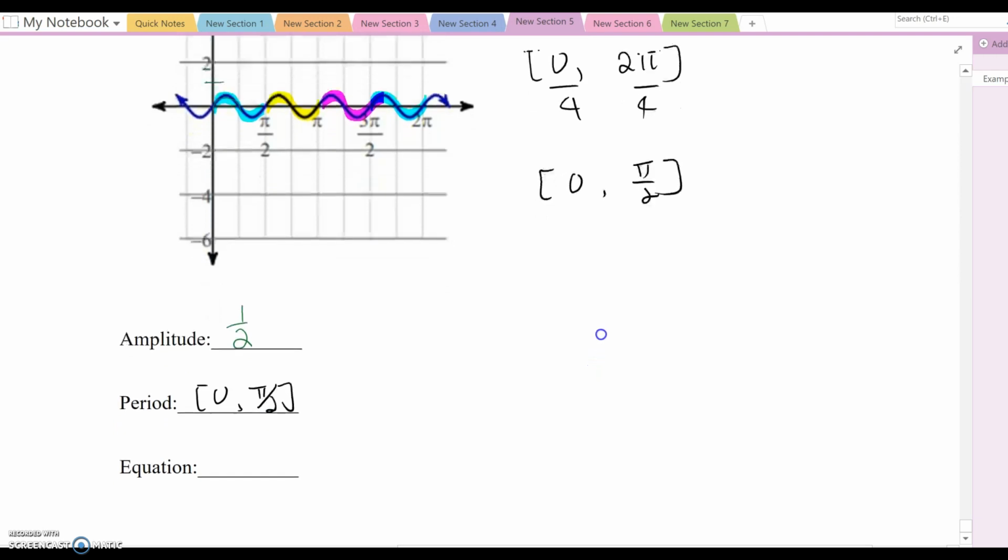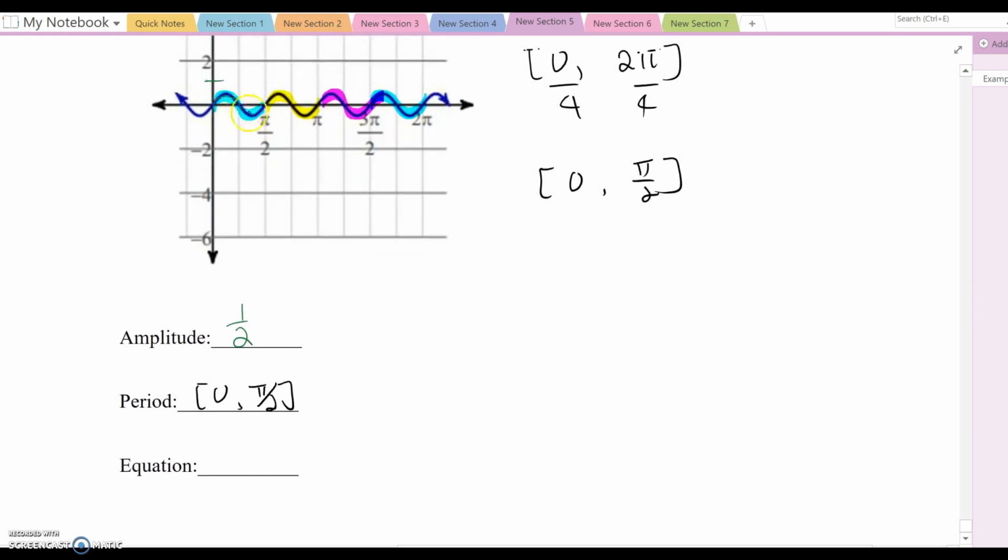And the equation, as I indicated, there are 1, 2, 3, 4 complete sine graphs located here. So it becomes y equals 1 over 2 sine 4x. That will be the answer for this problem.